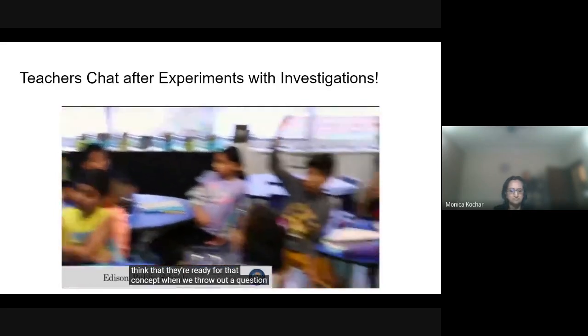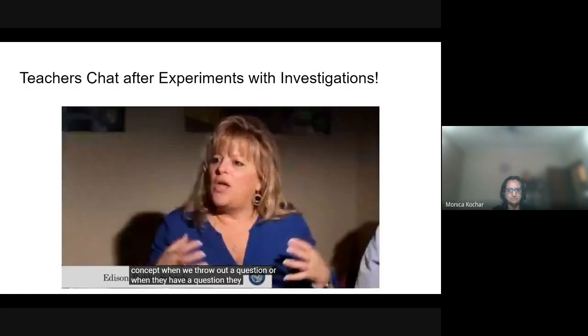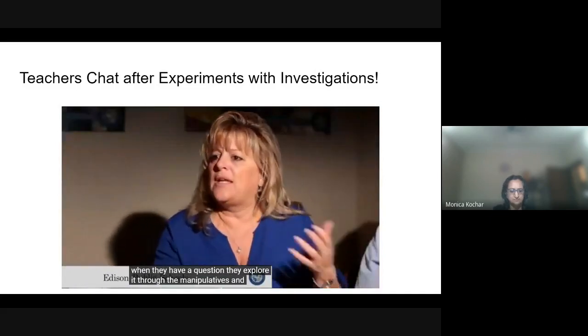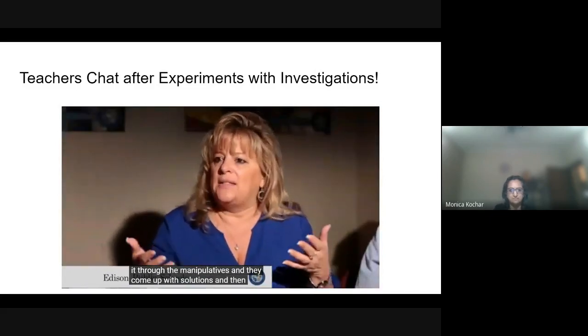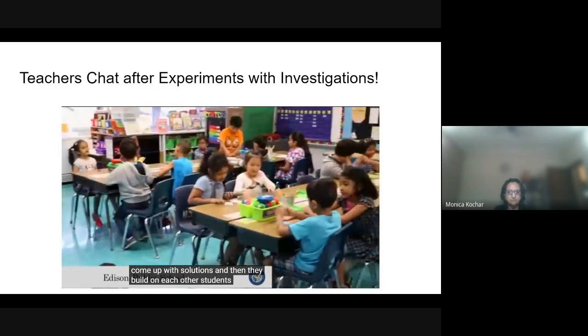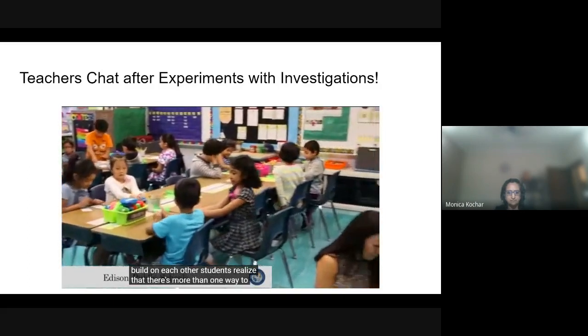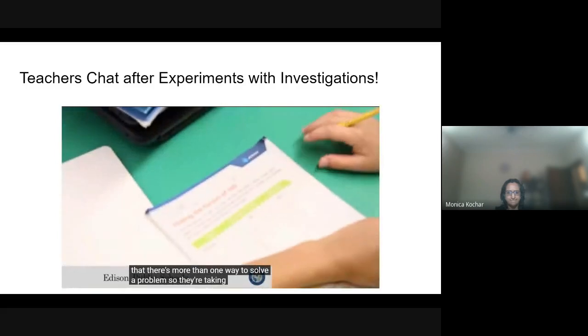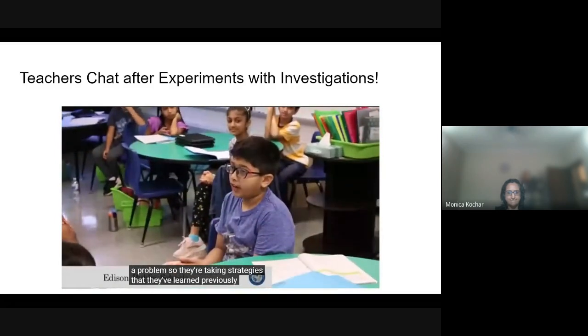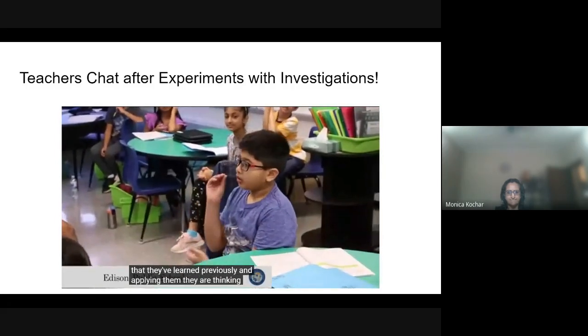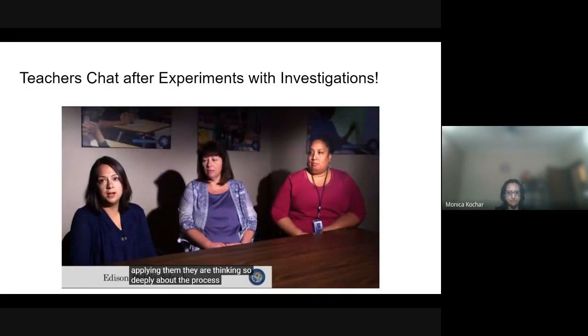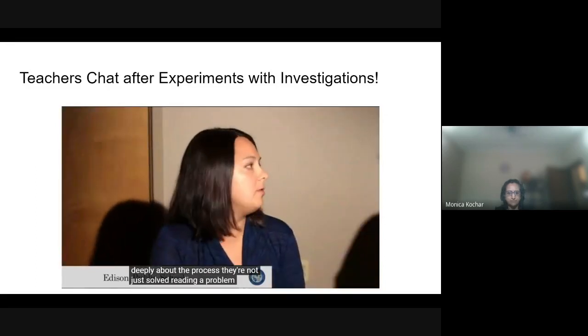When we throw out a question or when they have a question, they explore it through manipulatives and they come up with solutions, and then they build on each other. Students realize that there's more than one way to solve a problem. So they're taking strategies that they've learned previously and applying them. They are thinking so deeply about the process. They're not just reading a problem and solving it.